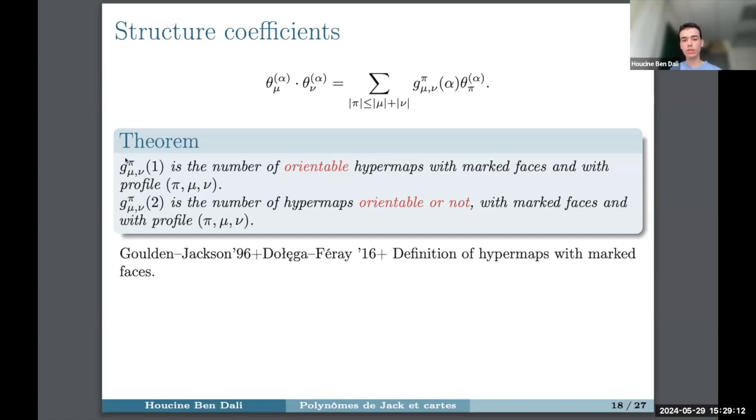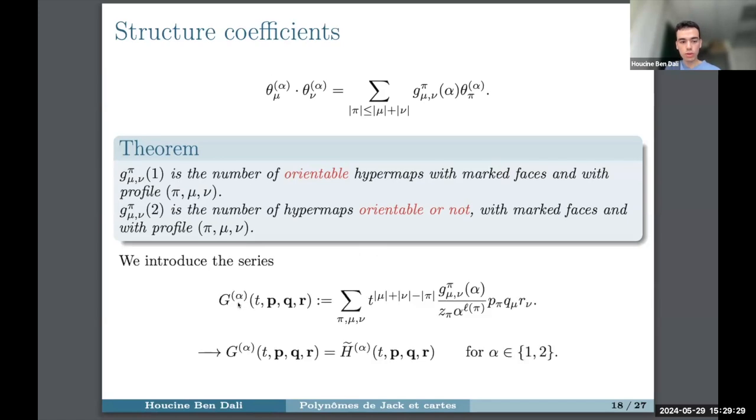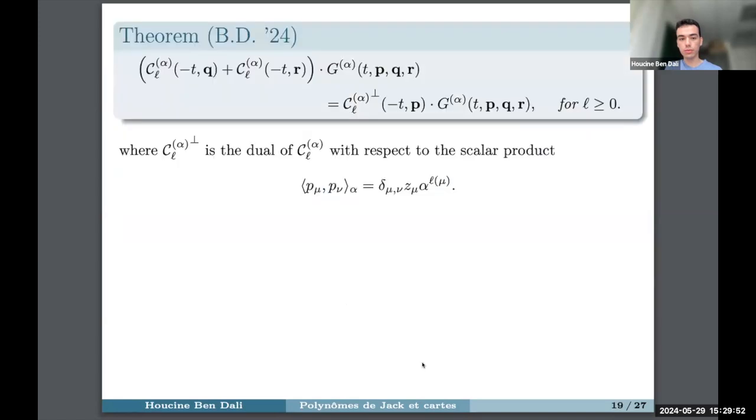So this is a slight generalization of these coefficients, and by the end of the talk, I will tell you about a generalized conjecture related to these coefficients. In particular, we define a series G alpha, which contains these structural coefficients G. When alpha equals 1, this corresponds to the generating series of orientable hypermaps with marked face. And for alpha equals 2, it gives hypermaps, orientable or not.